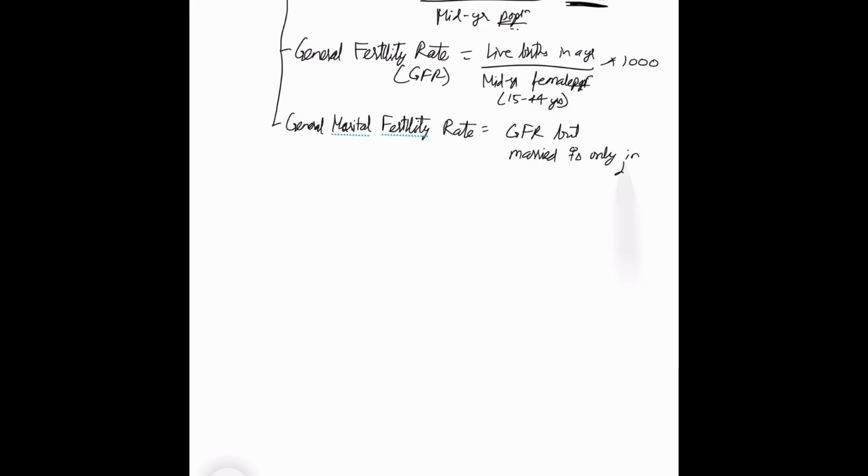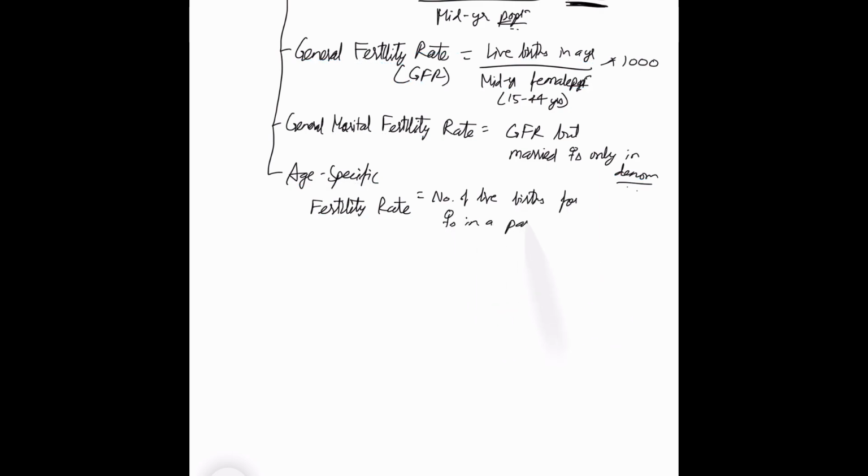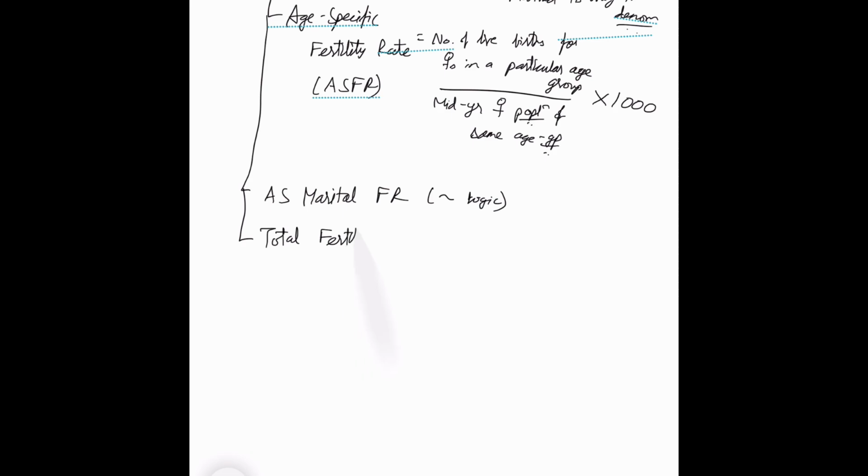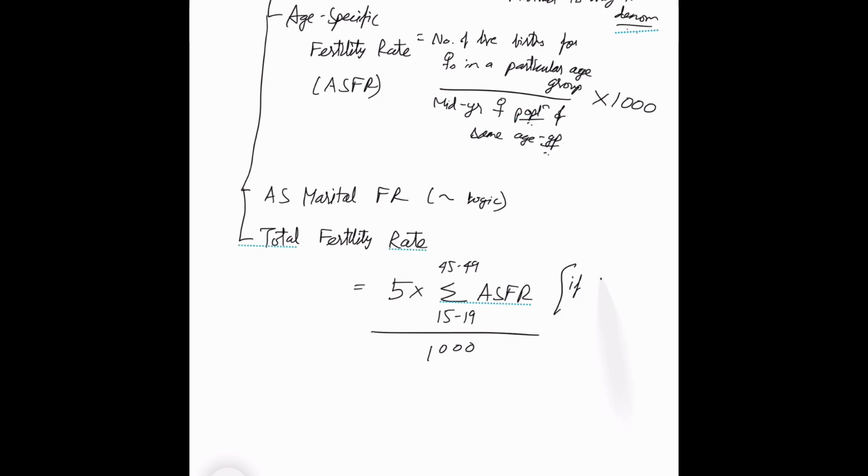Then you have the age-specific fertility rate, which is the number of live births for mothers in a particular age group divided by the mid-year female population of the same age group. Then similarly, we have age-specific marital fertility rates using similar logic as the general marital fertility rate.